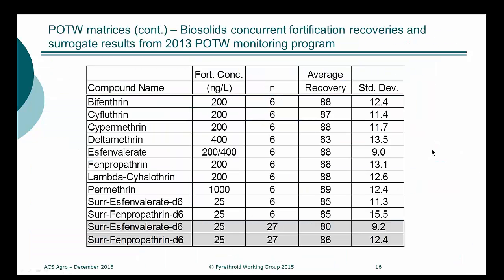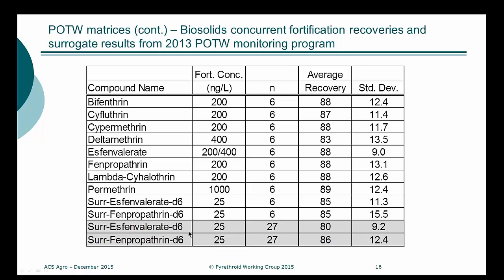Here are the results of the concurrent fortifications. We had a LOQ of roughly 20 ppb, but we fortified in the 200 ppb range. For the concurrent studies, what you can see here, we had six with varying LOQs. The surrogates are shown here. We could go to a lower LOQ because there was limited background of 25 ppb. However, the average recovery is tight. It was typically 80 to 85% with a very similar standard deviation.